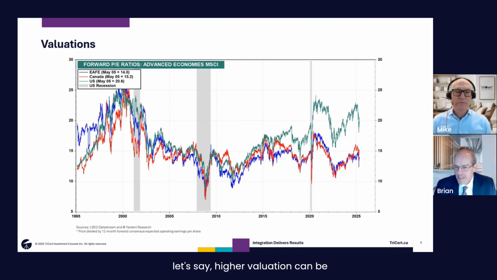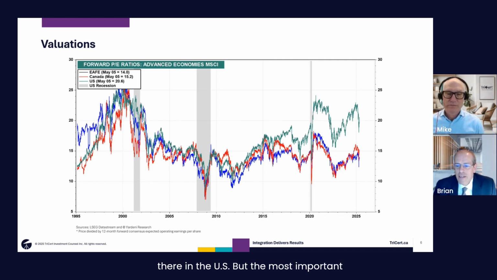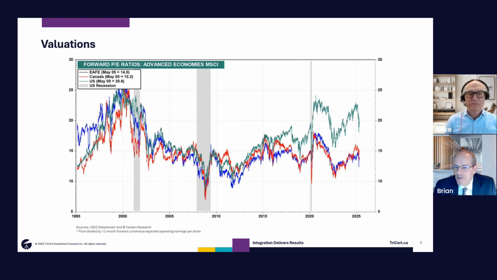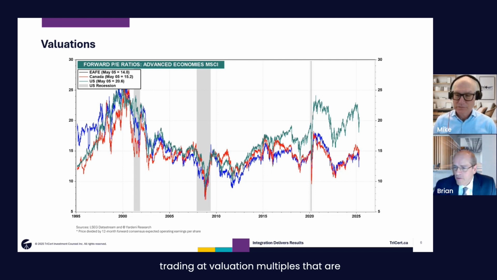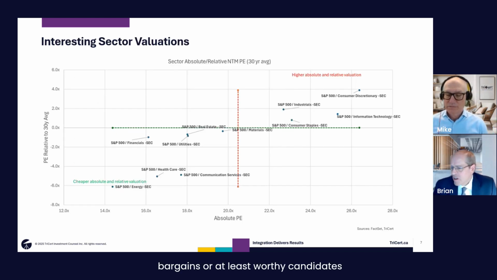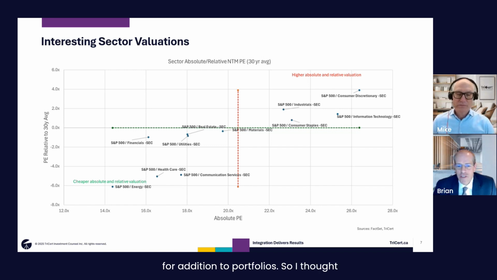So some of this higher valuation can be explained by higher growth rates, higher profitability, and actually very fundamental things. But it gets kind of simplified. Most people say, well, the U.S. market is expensive. And I think there's a lot more to the story there in the U.S. But the most important thing when you're looking at this kind of information is to see that the Canadian market and the international markets, relative to their own history, are trading at valuation multiples that are much more attractive, much more reasonable, and easier to find bargains, or at least worthy candidates for addition to portfolios. So I thought that was just a useful thing to see the disconnect between the three markets here.